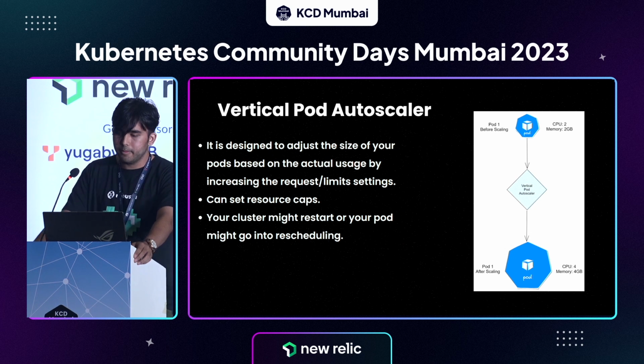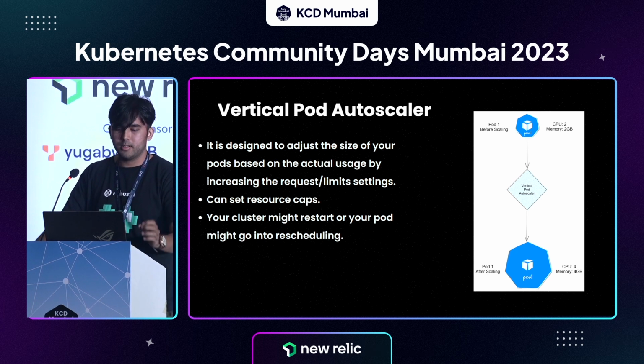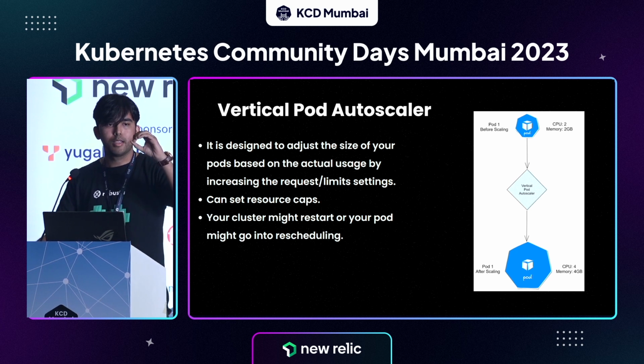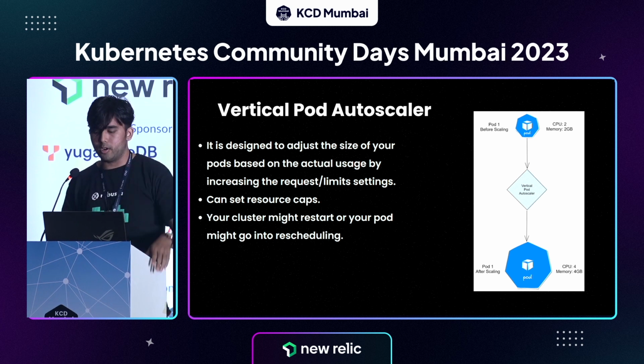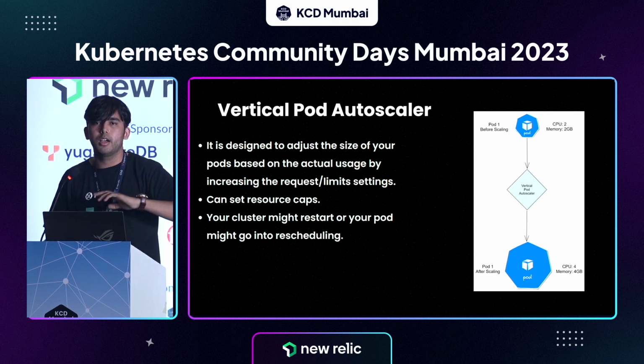Now comes the VPA, or the vertical pod autoscaler. Let me explain it like this. Suppose this is a pod. Now I want that when 30 users are coming in, the VPA would scale it to this. So the size of the pod increases. As you can see in the example, before scaling there were 2 CPUs and 2 GB of memory, and after the autoscaling was done, there are 4 CPUs and 4 GB of memory. And obviously, you can set limits in the VPA, that I only want you to scale till 20 GB of RAM and that's all.